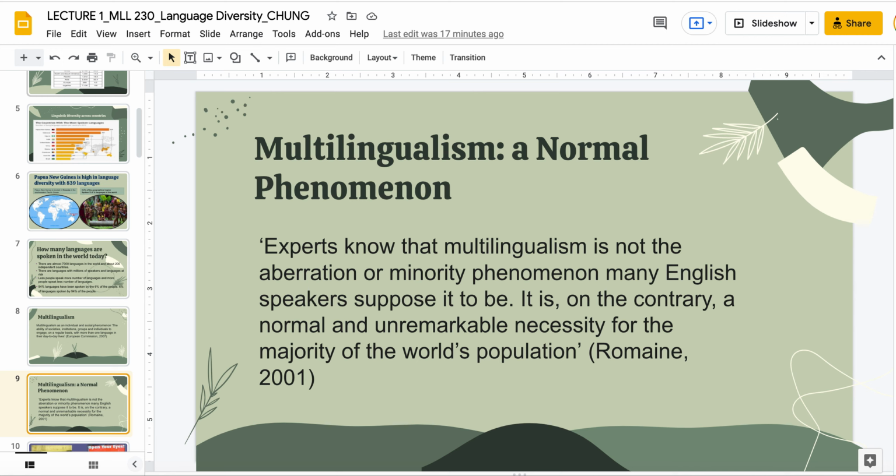Experts know that multilingualism is not an aberration or minority phenomenon, as many English speakers suppose it to be. It is, on the contrary, a normal and unremarkable necessity for the majority of the world's population. And some of you probably already notice when you travel abroad that you see people exercise their linguistic skills. They may not notice it on a daily basis, because it's just normal for them. If you were to ask them what languages they speak and why, they would find that question weird, because this is something that has always existed within their linguistic community.